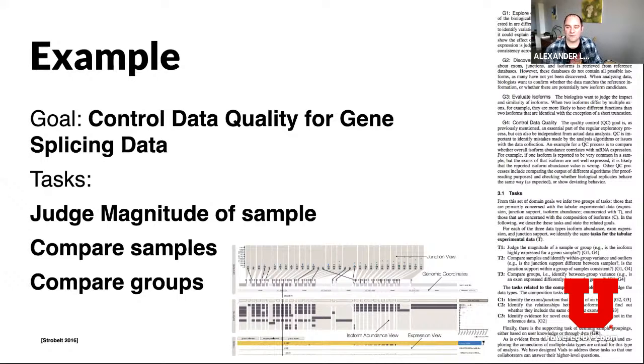So goal 4 was control data quality. There were 3 other goals. But for this particular goal, control data quality, we broke it down into tasks. And so the tasks were: judge the magnitude of an individual sample, compare those samples, and compare groups of samples. If I can do all of these with respect to this particular data set, then I can satisfy my goal.